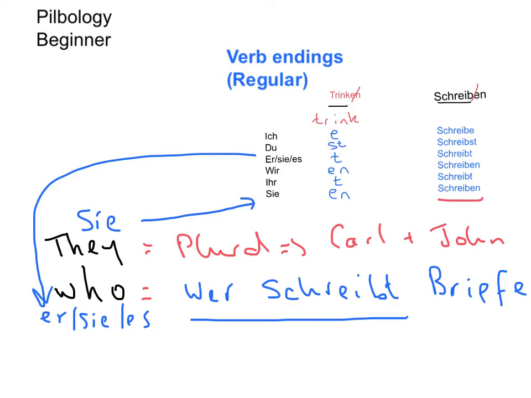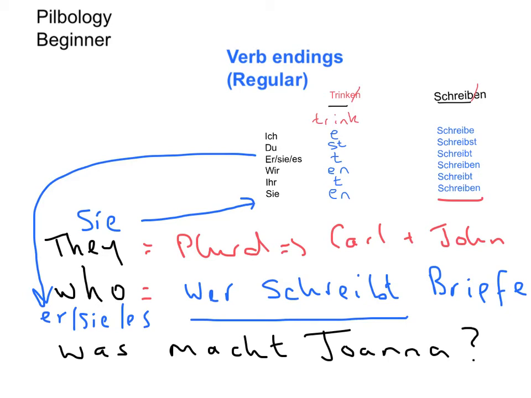Okay. So for example, if I want to say, what is Joanna doing? I would say, was macht Joanna? Or Joanna, depending how you want to pronounce it. Fragezeichen. Okay, so those are a few tips on verbs. Know this, practice this, and you'll be fine. It stays the same every time.